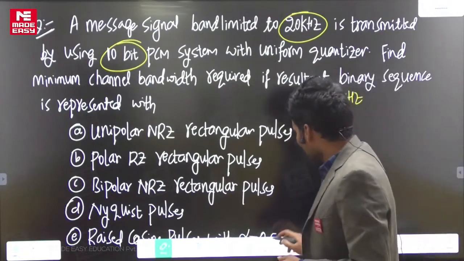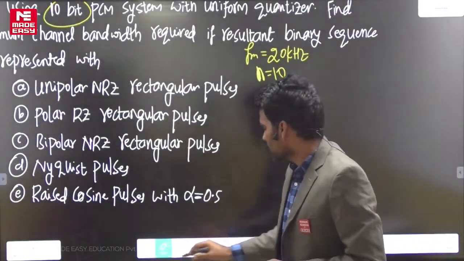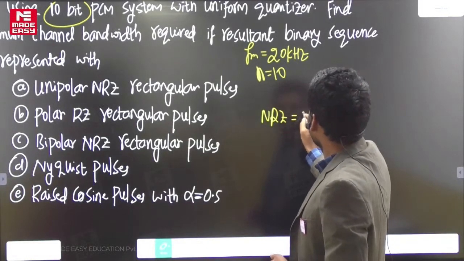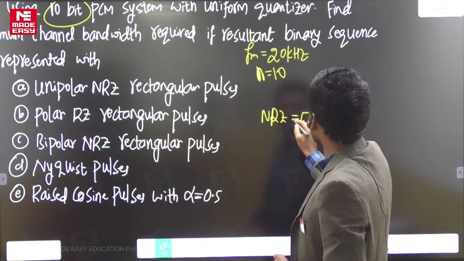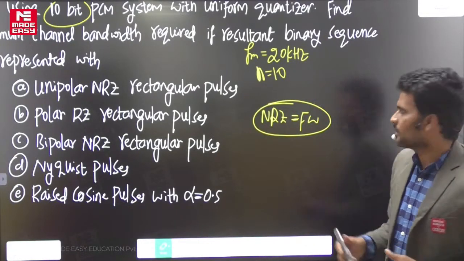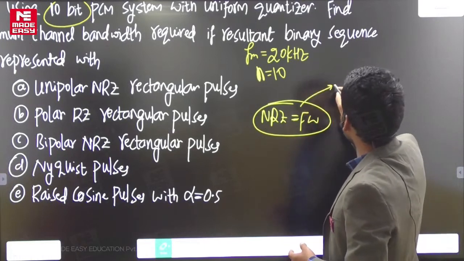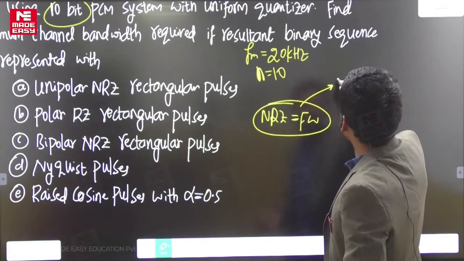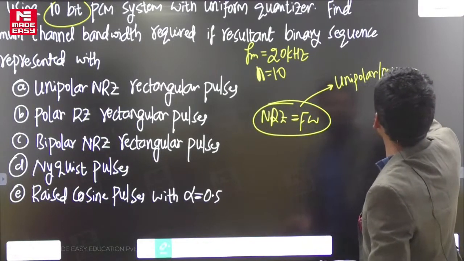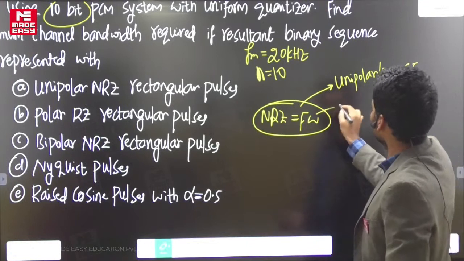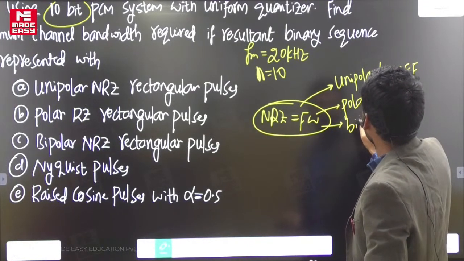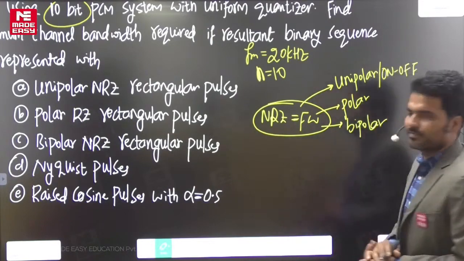Okay, so here I want to give you some formulas. If you take NRZ pulses, NRZ means non-return to zero, full width pulses. So in the case of NRZ pulses, even if the coding is unipolar, unipolar is also called on-off, or that can be polar, or that can be bipolar.